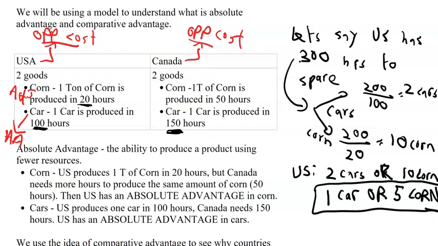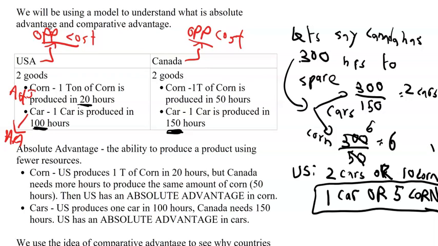If you're comfortable using decimals, you can use decimals. You can just put 200 hours there. But let's say Canada has 300 hours to spare. Now with 300 hours, how many cars could they make? Each car needs 150 hours, so 300 divided by 150 would be 2 cars. Now if each ton of corn needs 50 hours to make, if you have 300 hours, then 300 divided by 50 would be 6 corn.